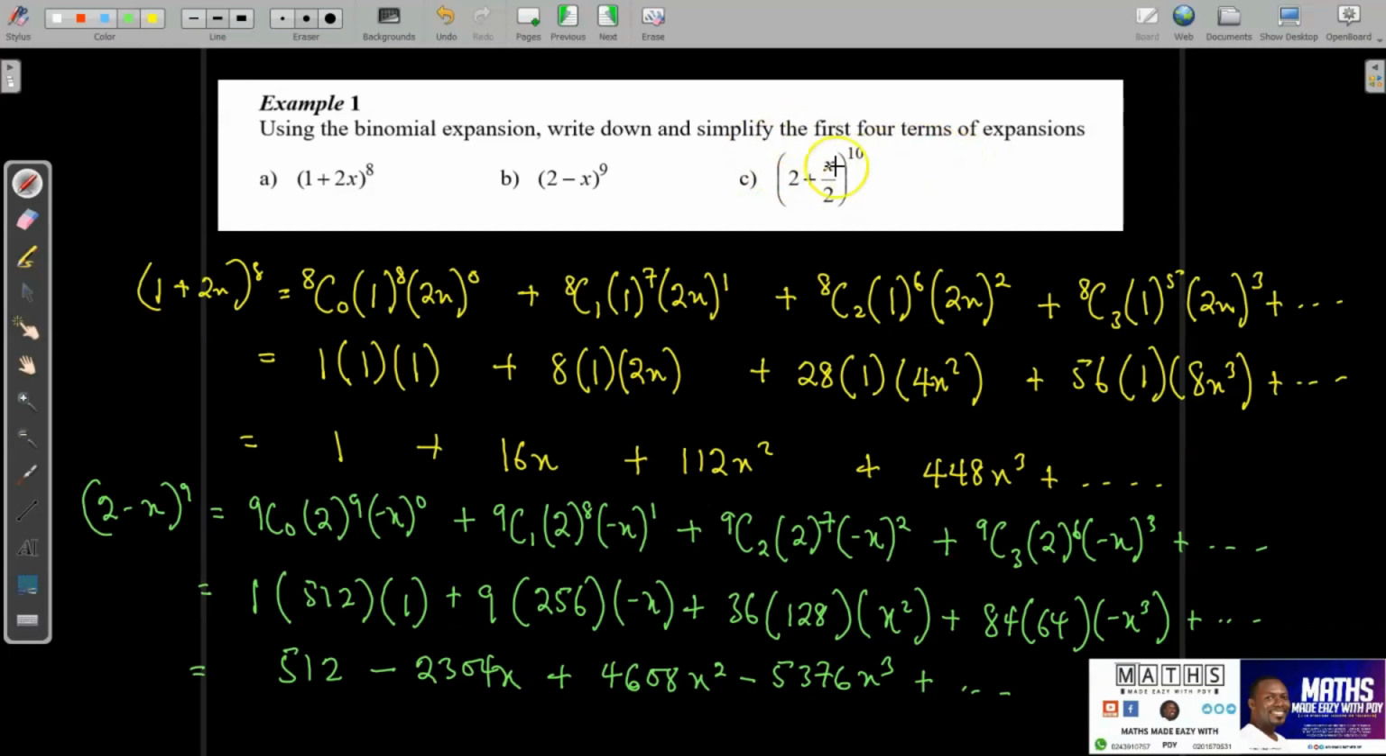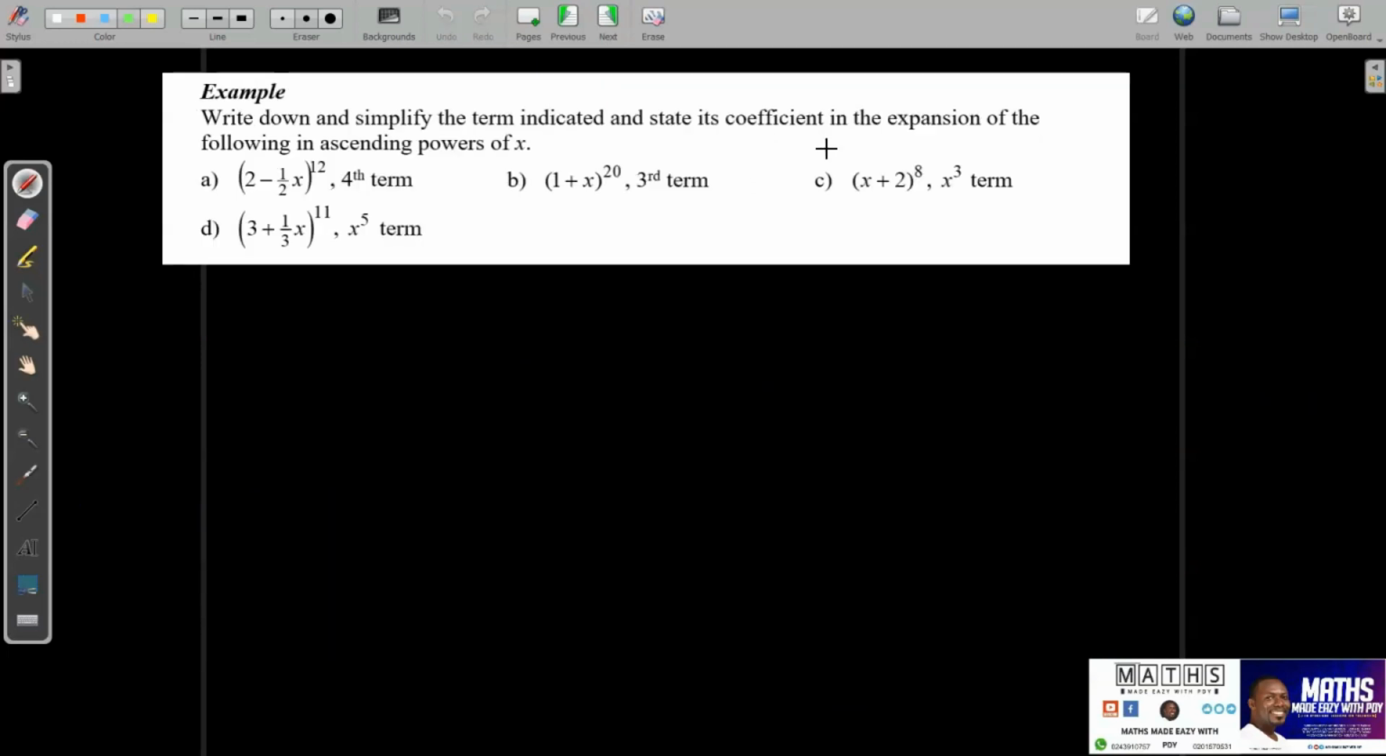So you try your hand on the C and then you give me feedback later on. We have some few minutes left, but I want us to go to the next level so that we'll do something so special. Have you seen what we have here? Can someone read it? Write down and simplify the term indicated and state its coefficient in the expansion of the following in ascending powers of x. Perfect reading. I really like that.